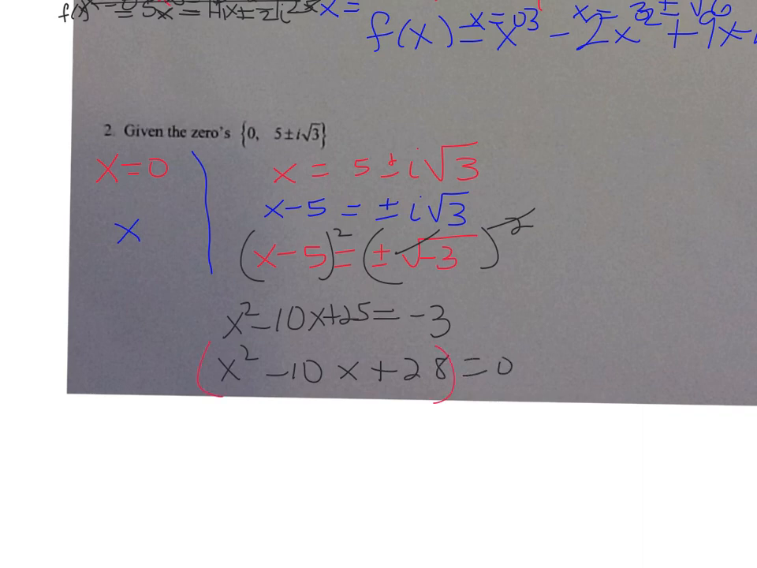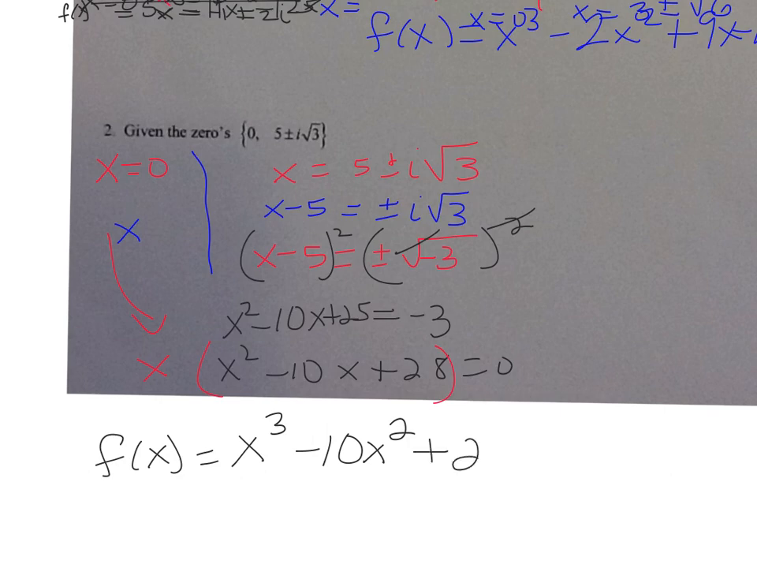And now I have to multiply that by my other factor, which is x, and write it as a function. So it's f of x equals x to the third minus 10x squared plus 28x. Okay, so that's it, and we'll practice in class tomorrow.